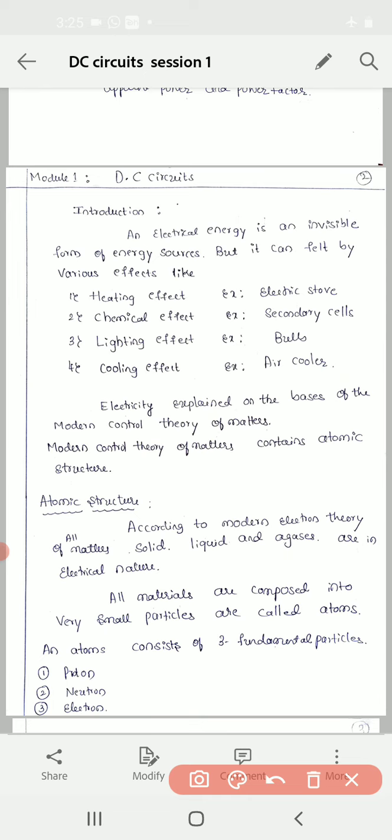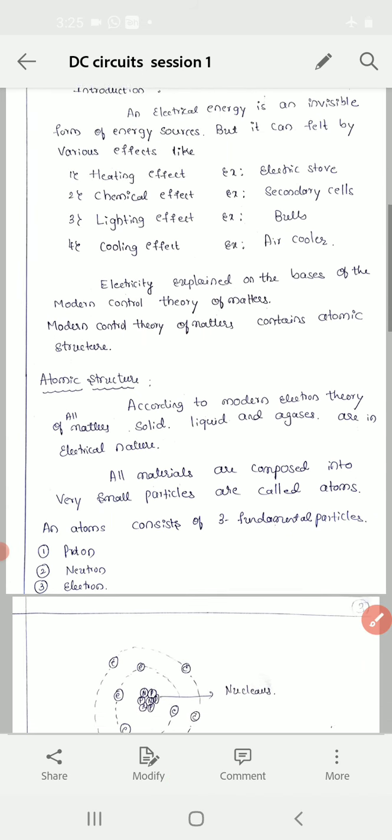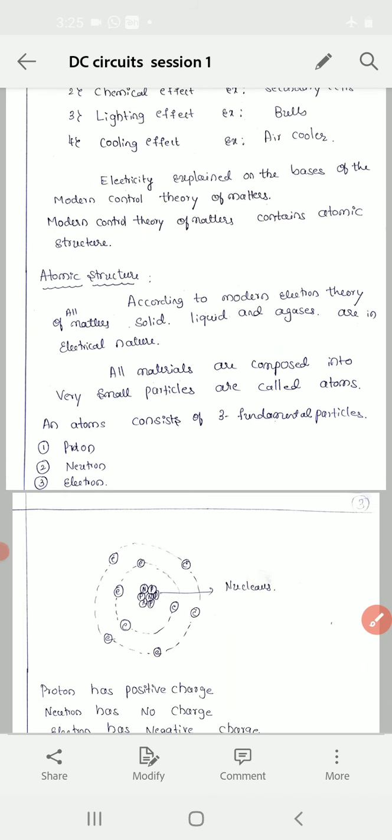Okay, all materials are composed of very small particles called atoms. An atom consists of three fundamental particles, that is proton, neutron and electron. Next, what do you mean by atom?